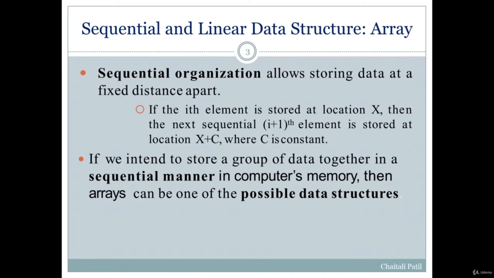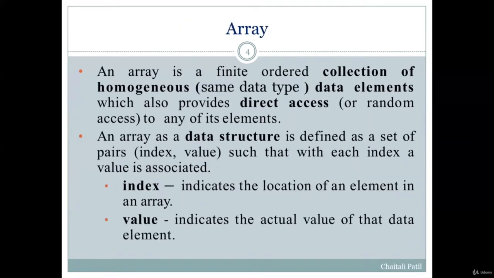Sequential organization allows storing data at a fixed distance apart. If the ith element is stored at location X, then the next sequential, i plus one element, is stored at location X plus C, where C is a constant. If we intend to store a group of data together in a sequential manner in computer's memory, then array can be one of the possible data structures.